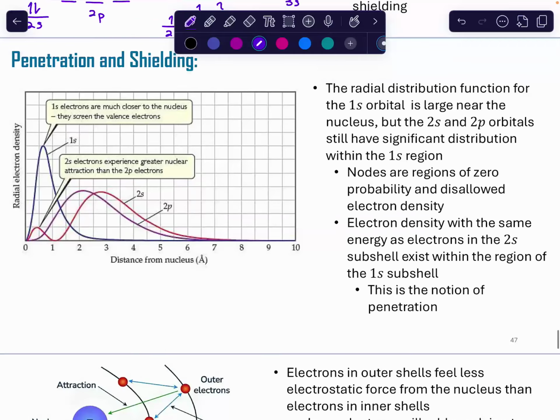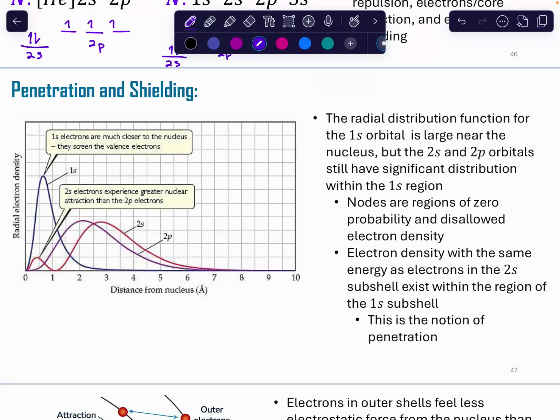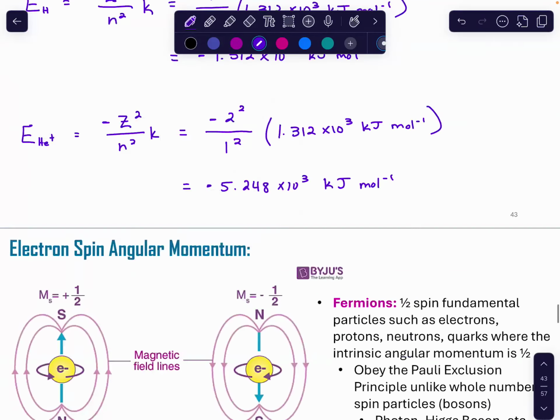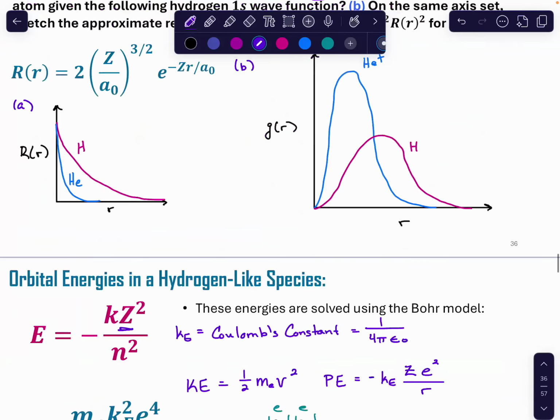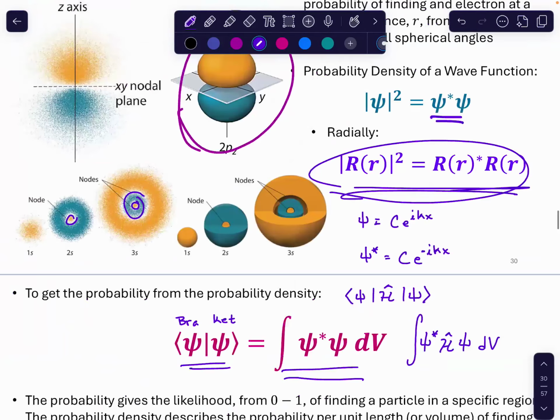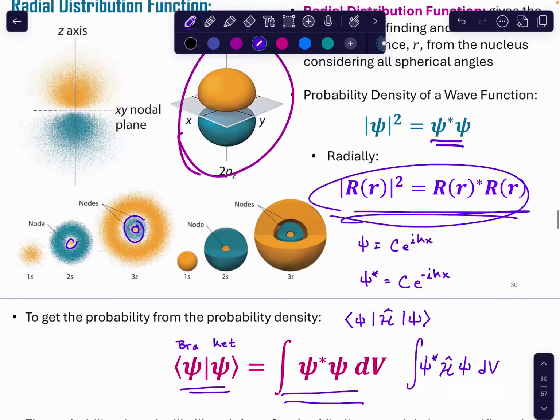Now, penetration and shielding. Okay, so for electron penetration, I'm going to scroll back up here for a second because I want us to again take into account, where is it? Here. I want us to take into account these s orbitals.